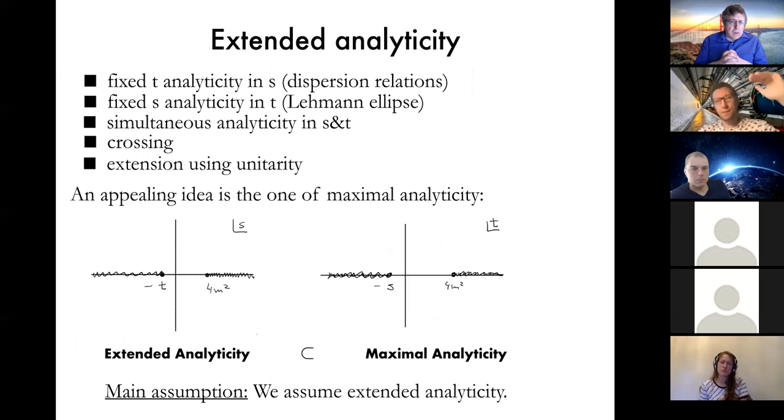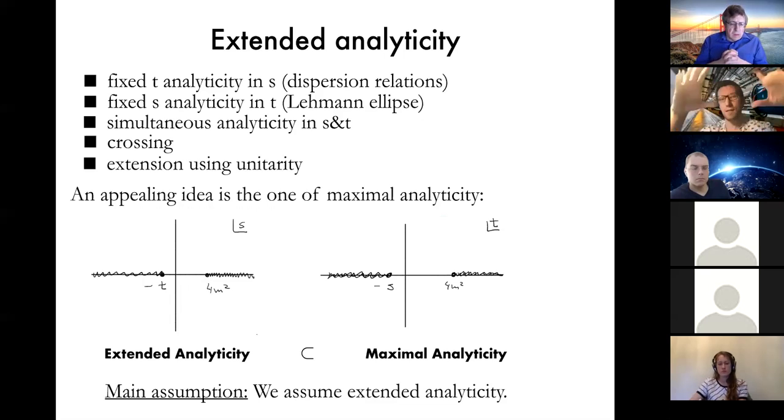Now, let me list the results that people did in the past. First is the dispersion relation. You fix T and you have analyticity in S. These are the usual dispersion integrals. Then you fix S and you have analyticity in T. It's called the Lehmann ellipse. Then there are some results about simultaneous analyticity in S and T. And then you can prove crossing and extend the domain using unitarity. These are known domains, but I will use a larger domain.